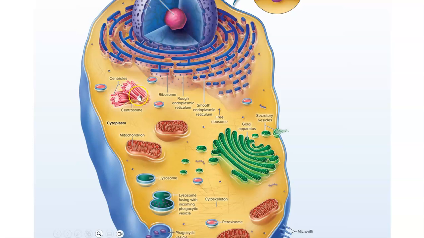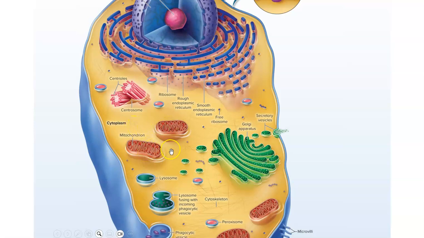Centrioles almost look like a stack of logs or a bundle of logs or sticks. Anyway, the centrioles are important when the cell divides. And the centrosome is the centrioles and the spindle fibers or microtubules that connect to your chromosomes and pull them apart during cell division. So the centrosome and the centrioles are important in cell division or mitosis.